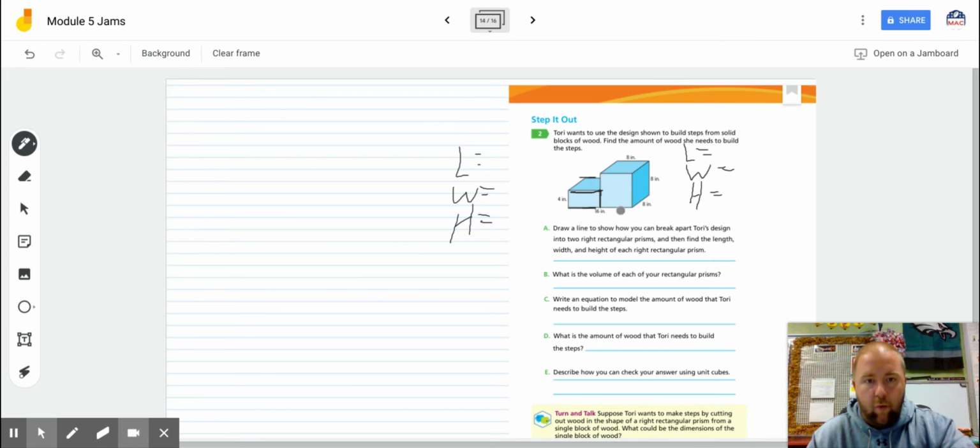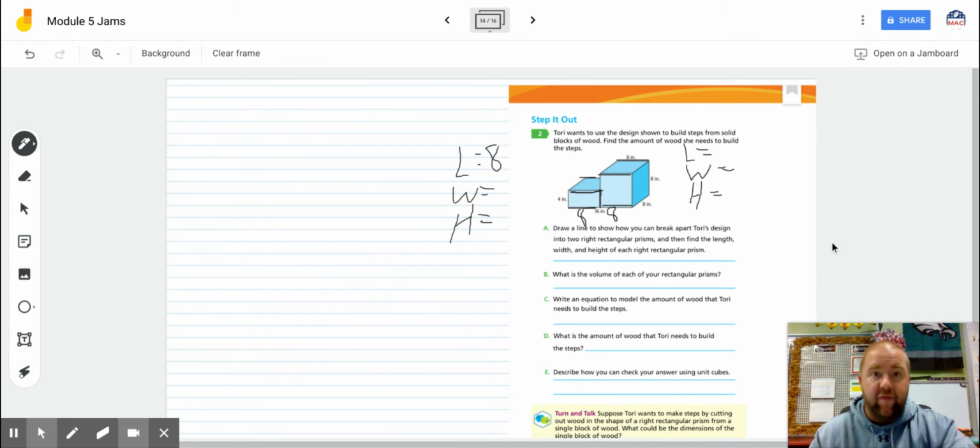Well, the whole bottom is 16, okay? And I see that this up here says 8, which means this is 8, which means this is 8, okay? If the whole bottom is 16 and this part is 8, we should be able to tell that the missing piece here is also going to be 8. So my length is going to be 8.